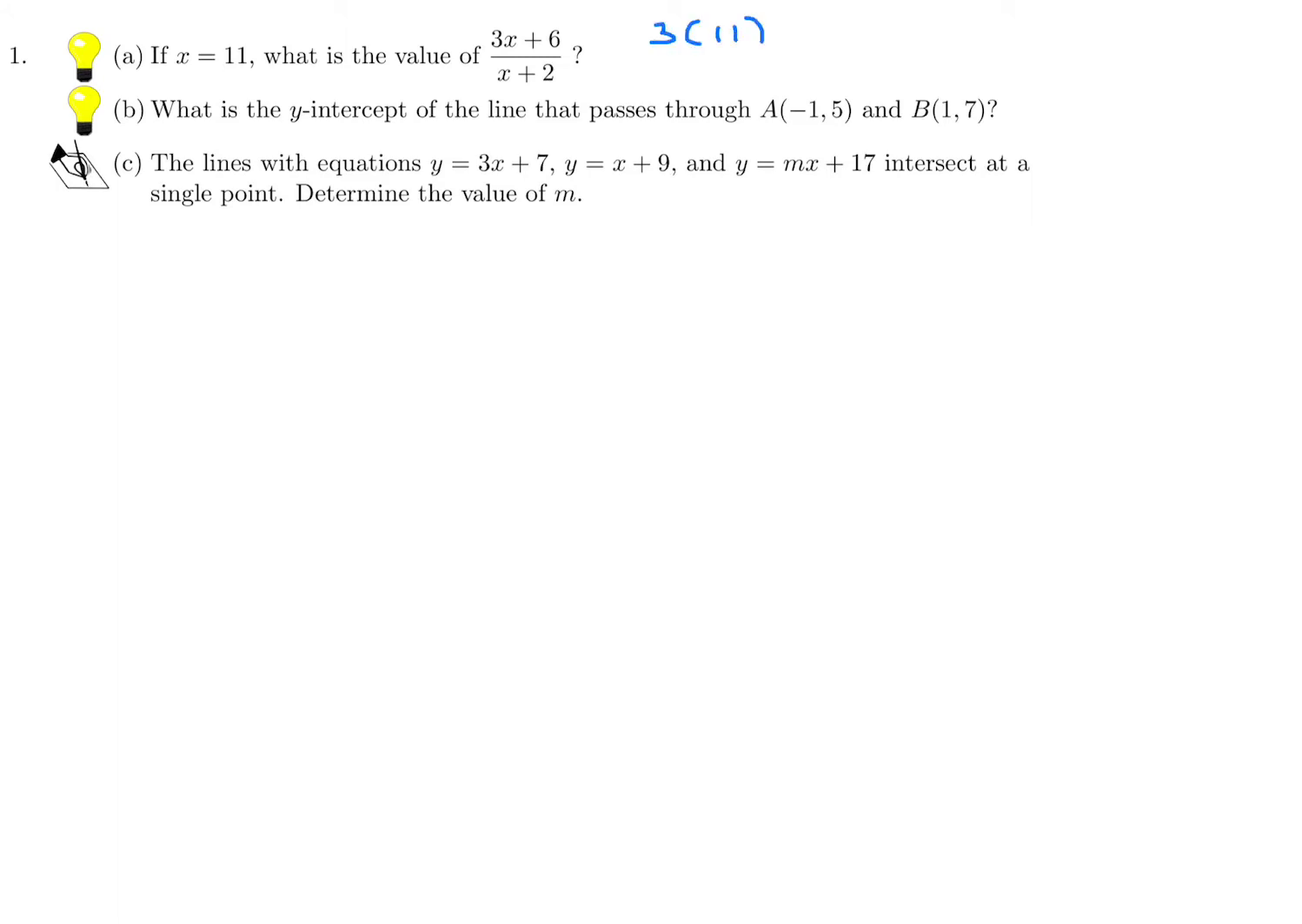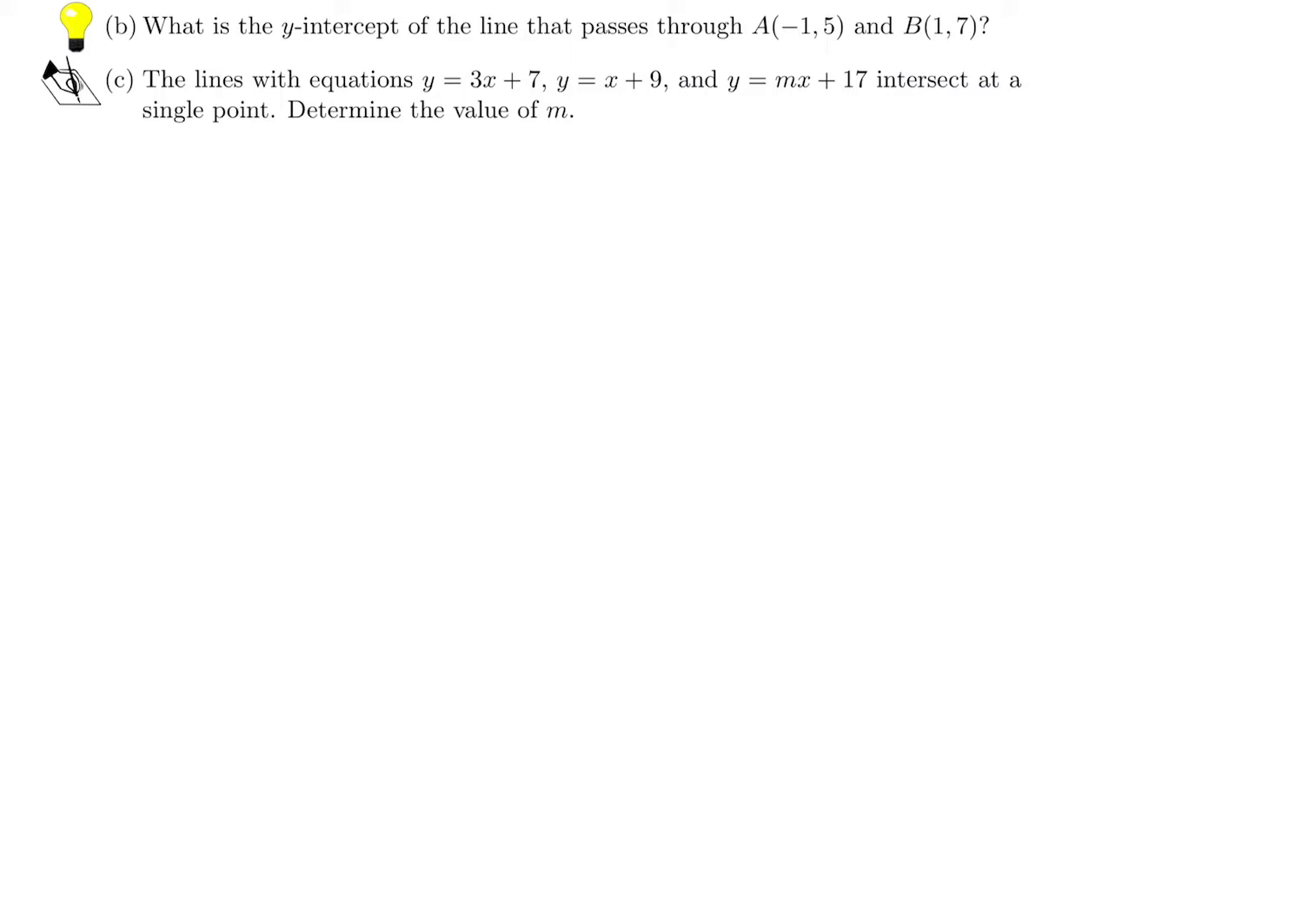3 times 11 plus 6, and then substitute 11 in the denominator, and you get 11 plus 2. That is 33 plus 6, which is 39. This is 11 plus 2, which is 13. 39 divided by 13 is 3.